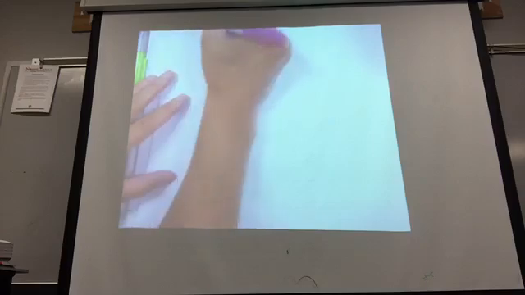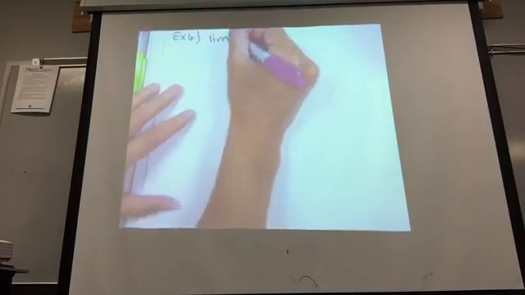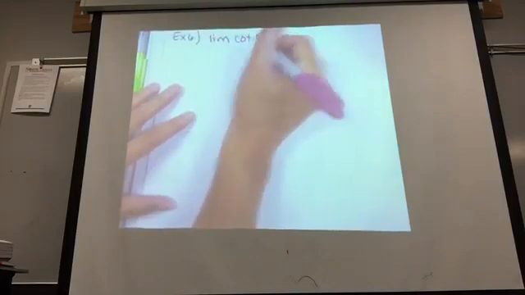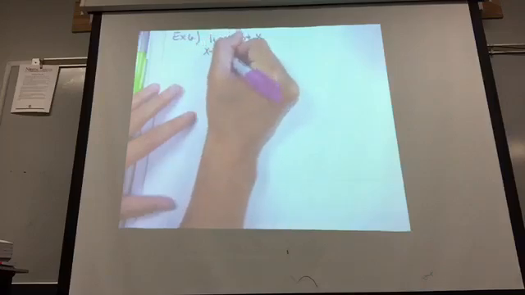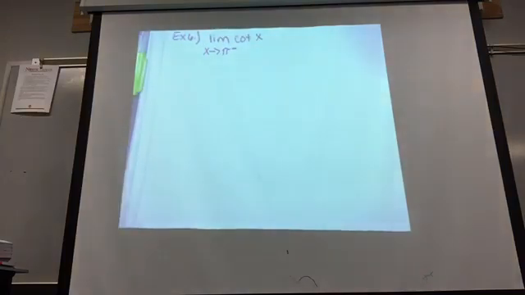All right, example number 6. The limit of cotangent of x as x approaches pi from the left. Now, I'm going to say this is a non-calculator question.